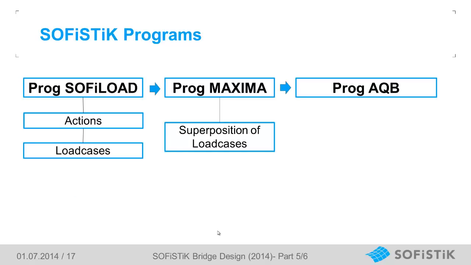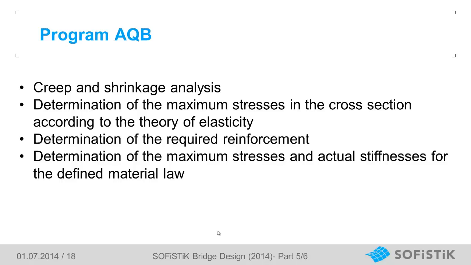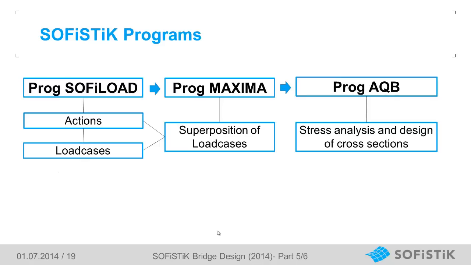Then we also need the program AQB, and AQB has the capability to make a creep and shrinkage analysis, also a determination of the maximum stresses in the cross section according to the theory of elasticity. Then we also can make a determination of the required reinforcement and a determination of the maximum stresses and actual stiffness for the defined material. Okay, then I want to switch to SOFiPlus.